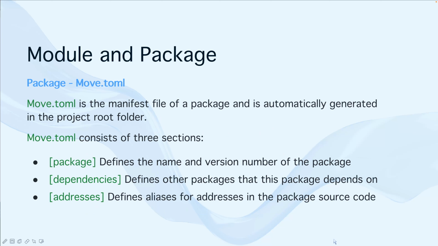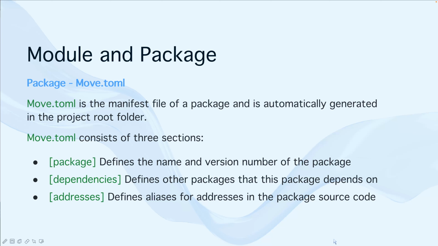Now for the Move.toml file in the package. Move.toml is the manifest file of a package and is automatically generated in the project root folder. It consists of three sections: package, dependencies, and addresses. Package defines the name and version number of the package. Dependencies defines other packages that this package depends on. Addresses defines aliases of addresses in the package source code.